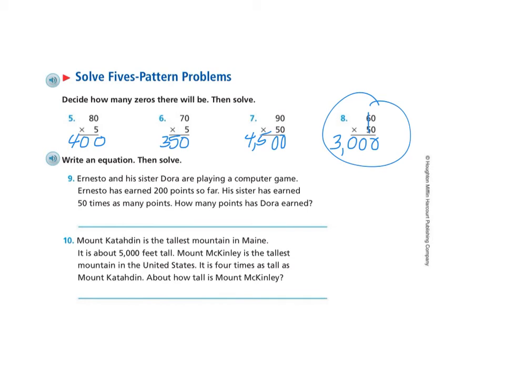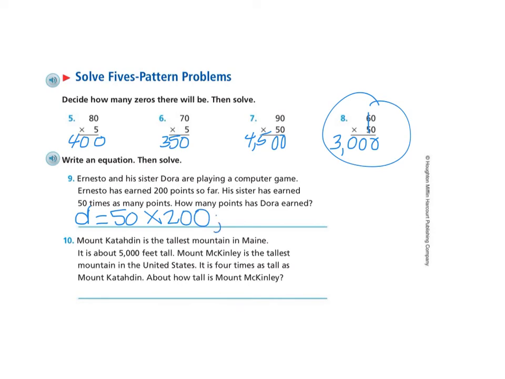So let's look at these word problems and see if we can write an equation and then solve them and stay consistent with our work. Ernesto and his sister Dora are playing a computer game. Ernesto has earned 200 points so far. His sister has earned 50 times as many points. How many points has Dora earned? So I want to know what D, Dora, has earned. D is 50 times Ernesto.